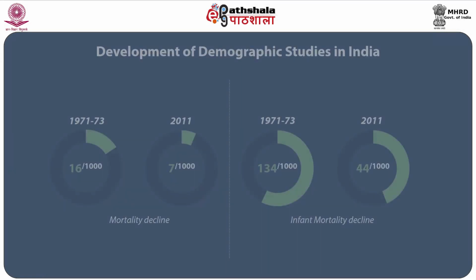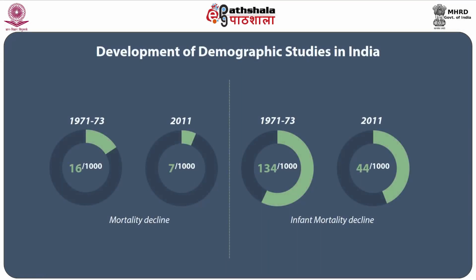As a result, mortality has declined from 16 deaths per 1000 population in 1971 to 7 deaths per 1000 population in 2001. The infant mortality has also declined from 134 infant deaths per 1000 births in 1971 to 44 infant deaths per 1000 births in 2011, as mentioned in table 1.